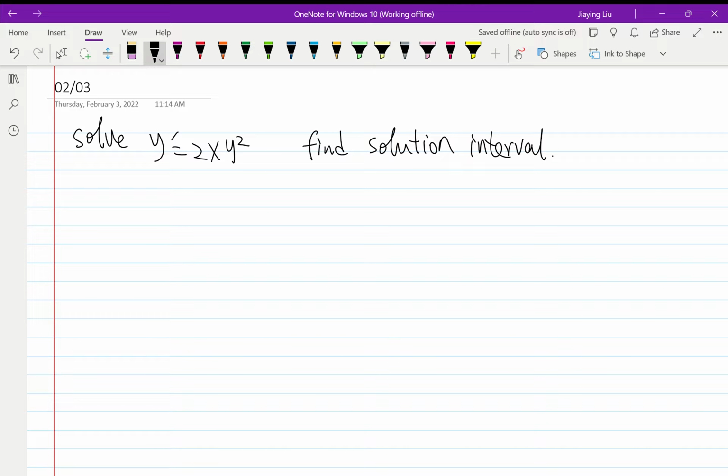So the first thing is, let's just solve this differential equation. On the right-hand side, we have this 2x times y squared. It looks like a function of x times a function of y, so I can try to use separation of variables.